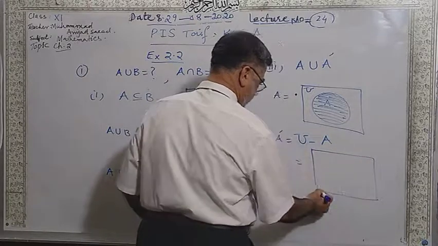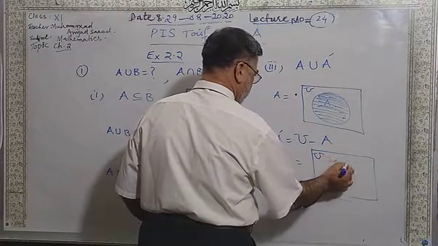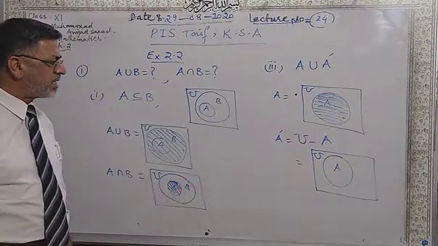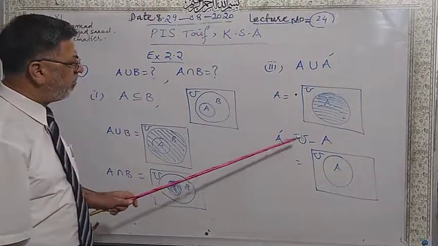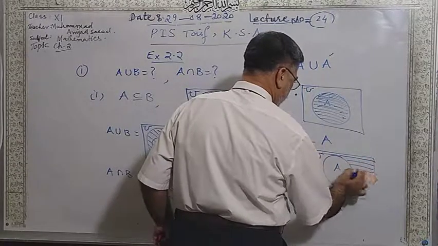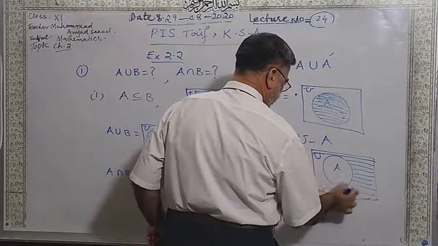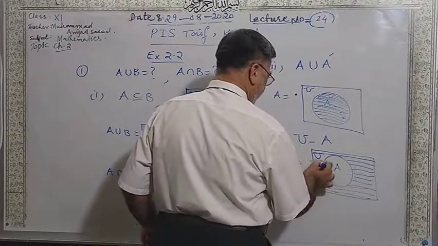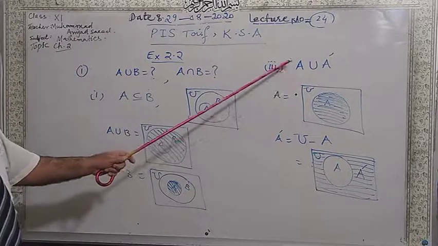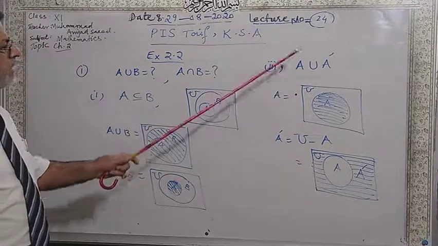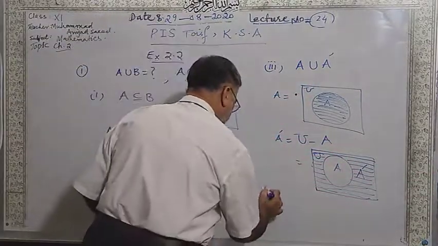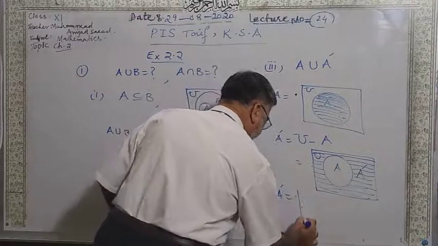It means that from the universal set you will leave A. You will subtract A from the universal set, and that part will be your A complement. From the universal, you leave this A, and that part will be A complement. This is A complement. Now take the union of both. Union means to combine both. A union A complement.